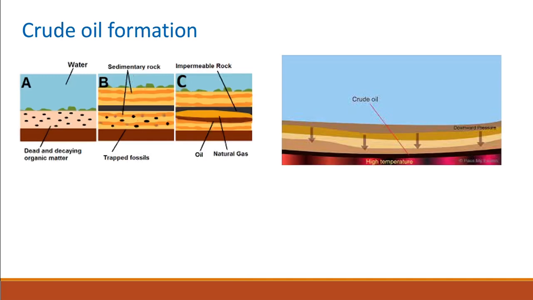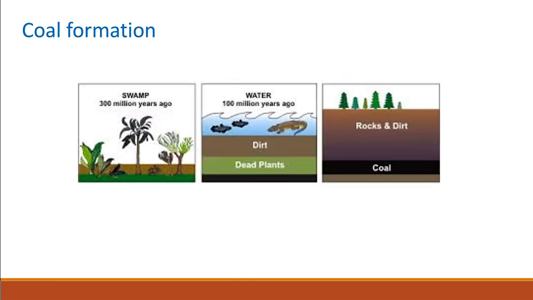You need to know the difference between the formation of crude oil and coal. So how was crude oil formed? Crude oil formed from plankton, the dead and decaying organic matter of the tiny ocean organisms, which we call plankton. They died millions of years ago, and then they were covered by sedimentary rocks. They were subjected to high pressure and temperature, so they changed to give you the crude oil.